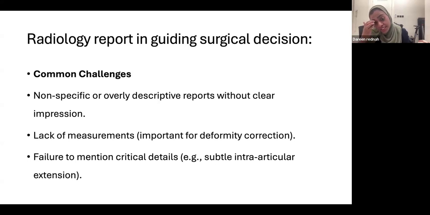What are the common challenges in reporting? A non-specific or overly descriptive report without a clear impression. Lack of measurement. It's very important, especially in deformity correction. Failure to mention critical details, like there is a small intra-articular extension. This is very important.